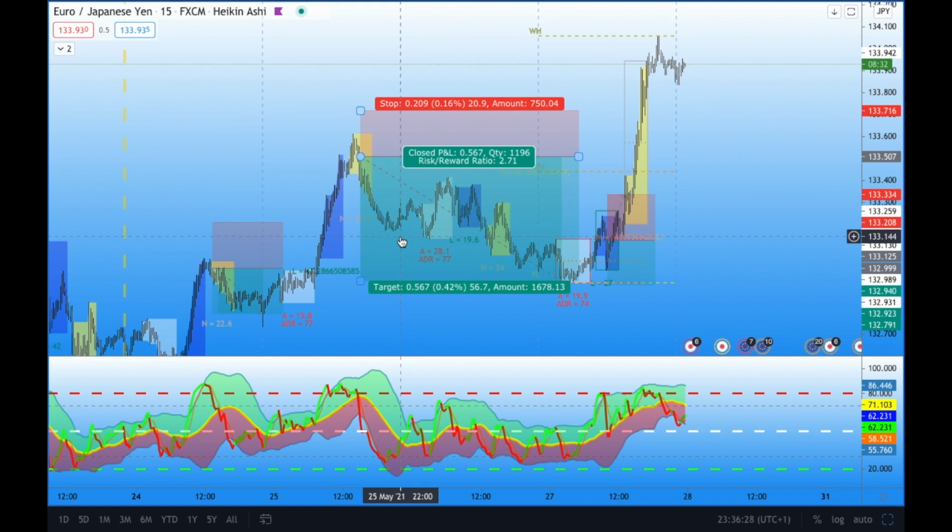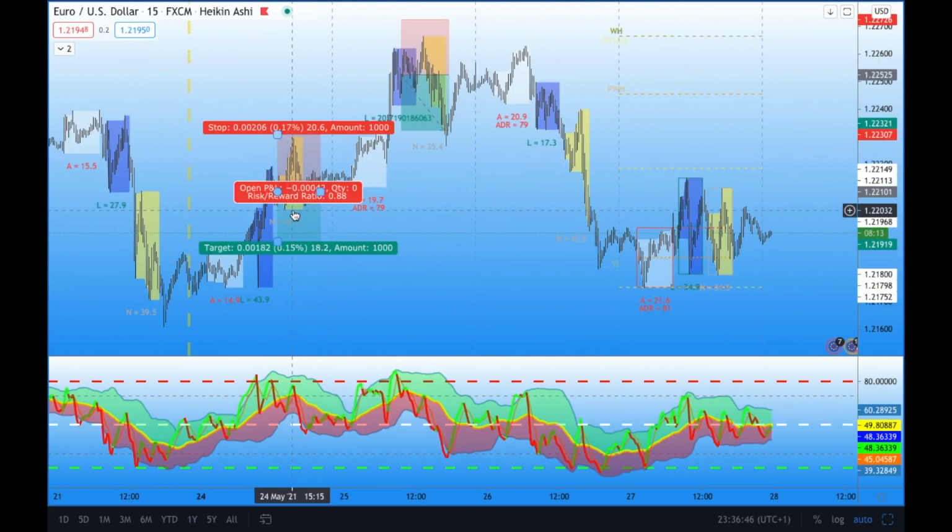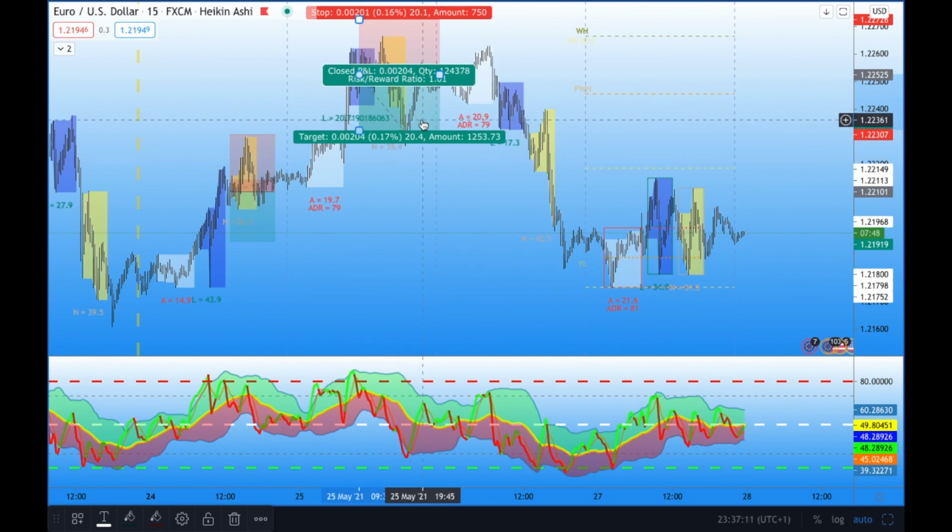But this one gave you a 3-to-1, so you would have been up and then you would have lost one, so you still would have been ideally up on this pair overall. Euro USD, so this one here would have hit a stop loss. This one here was a winner though, and it was at least a 1-to-1 trade.